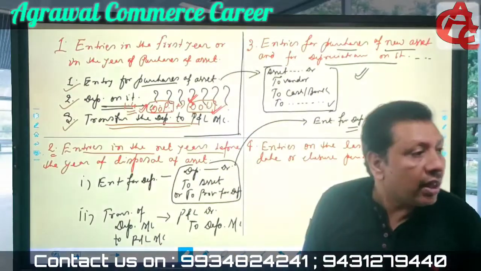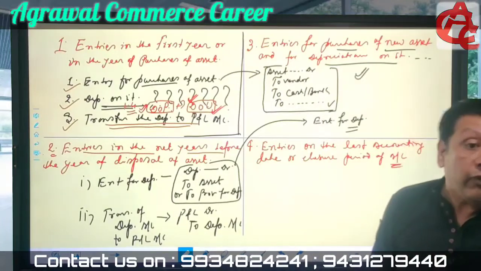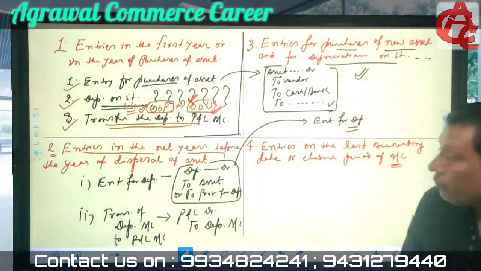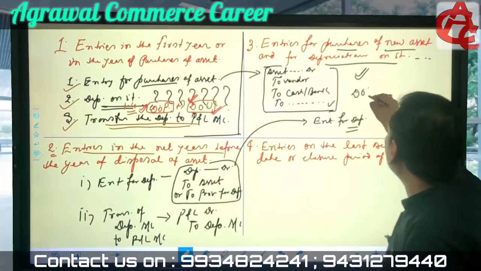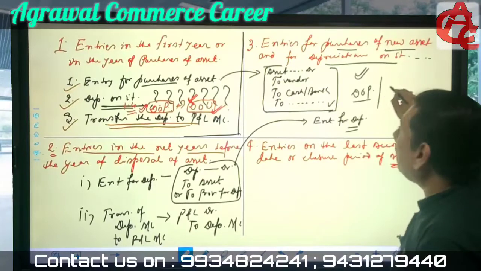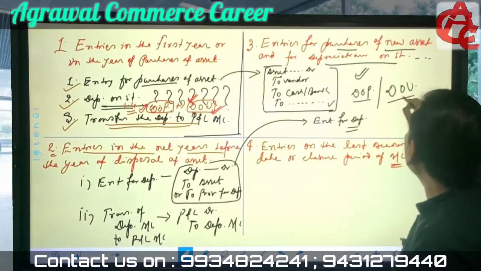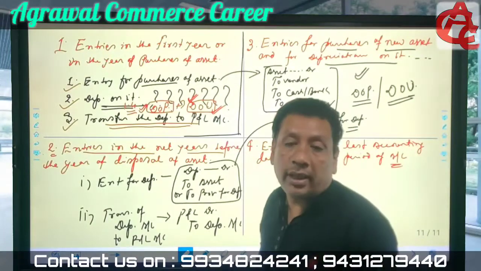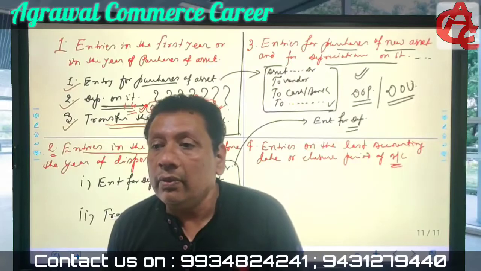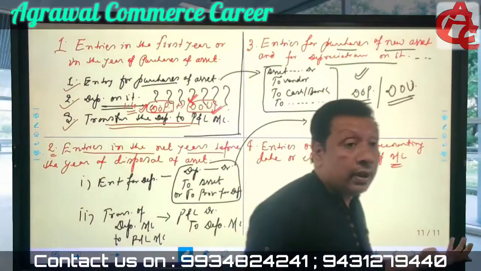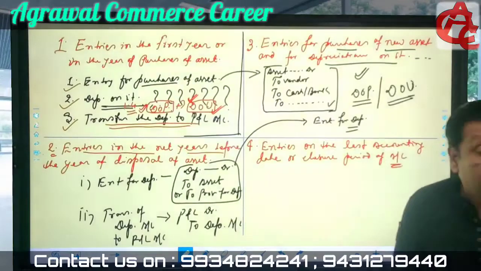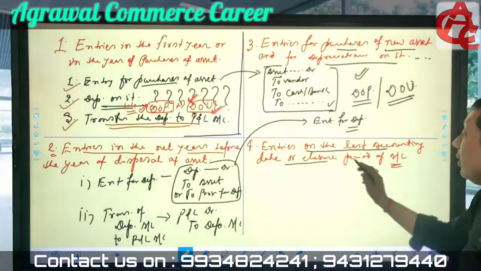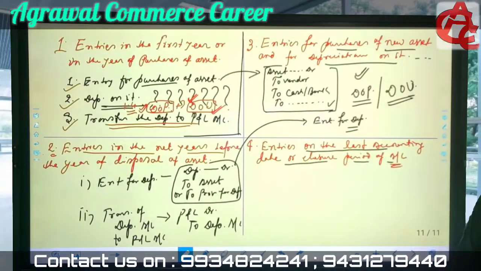So date of purchase is not significant and important, but date of use is very much significant and important. Is it clear? So DOP and DOU, both you will have to keep in your mind all the time. Is it clear? Tell me now. And now, last but not least, entries on the last accounting date or closing period of account.